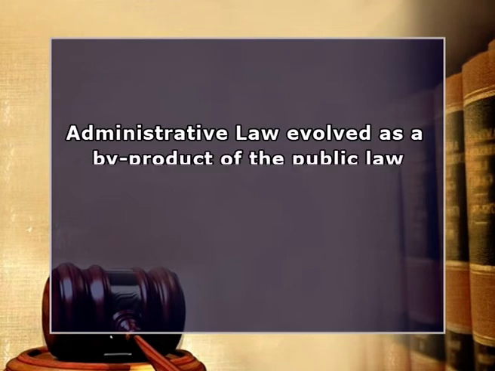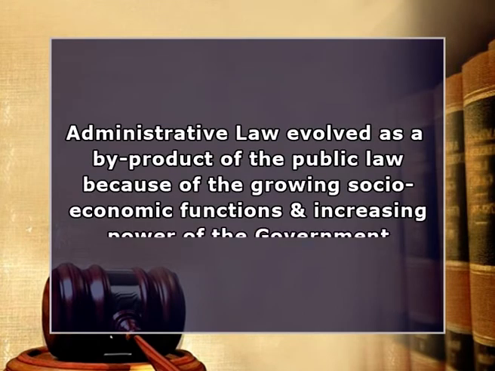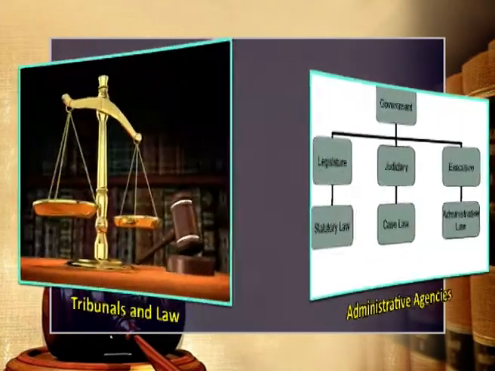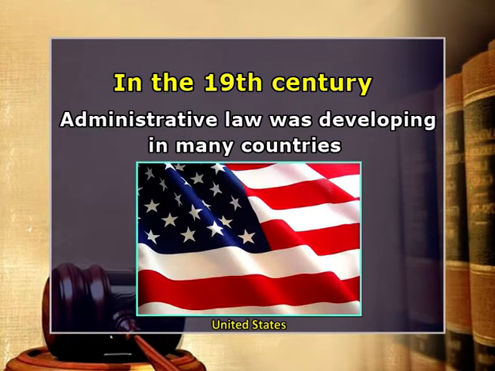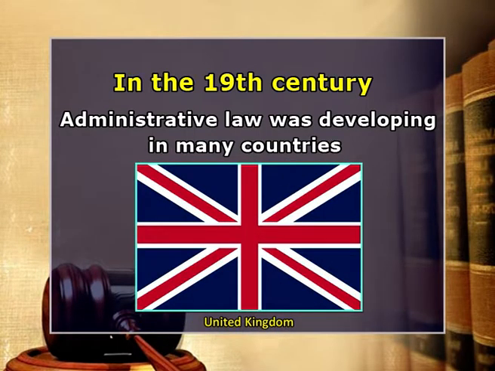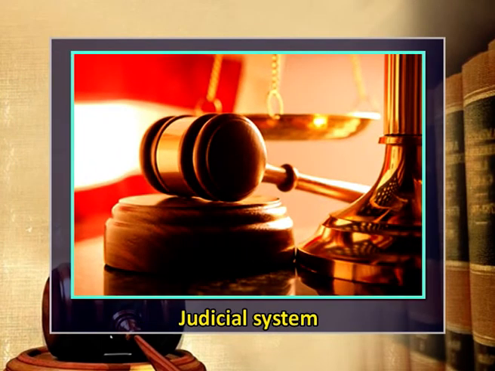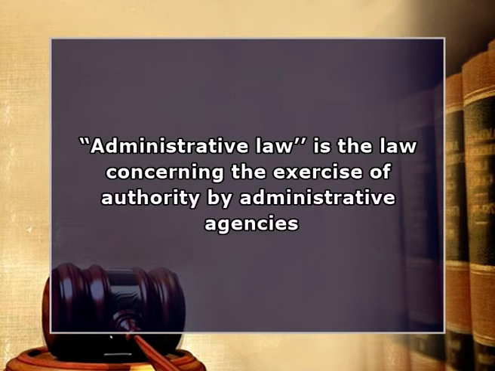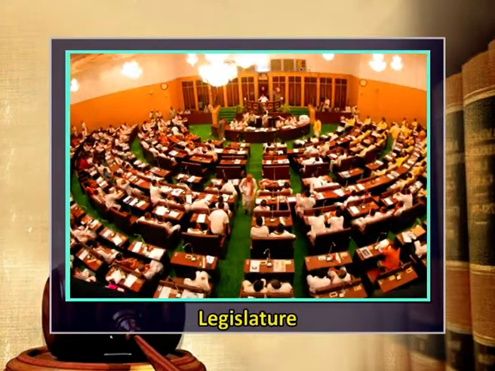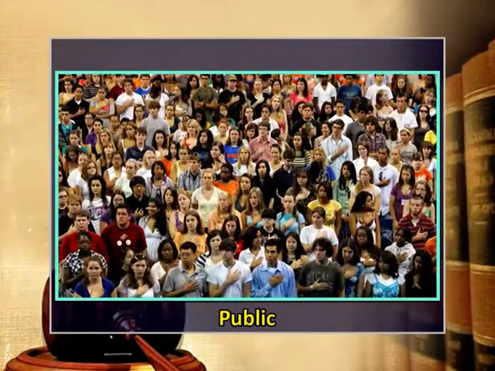Nature, scope, and development of administrative law. Administrative law evolved as a byproduct of the public law because of the growing socio-economic functions and increasing power of the government. The developments of the past few decades have resulted mainly in the establishment of a system of administrative agencies, tribunals, and law. Even in the 19th century, administrative law was developing in many countries like United States and United Kingdom. And today it is in many phases of equal or greater importance than the judicial system developed through the common law. In essence, administrative law is the law concerning the exercise of authority by administrative agencies and their relationship to the legislature, courts, and the public.